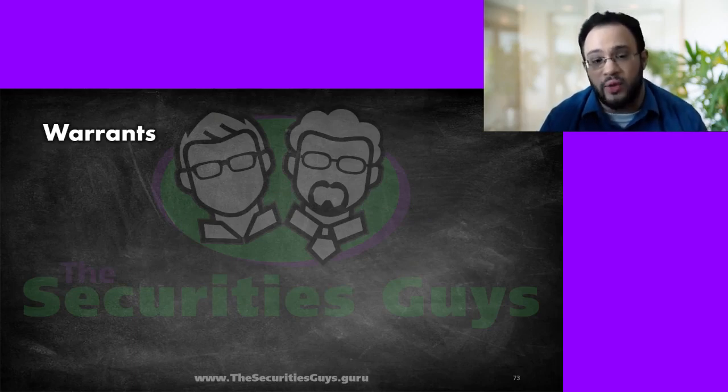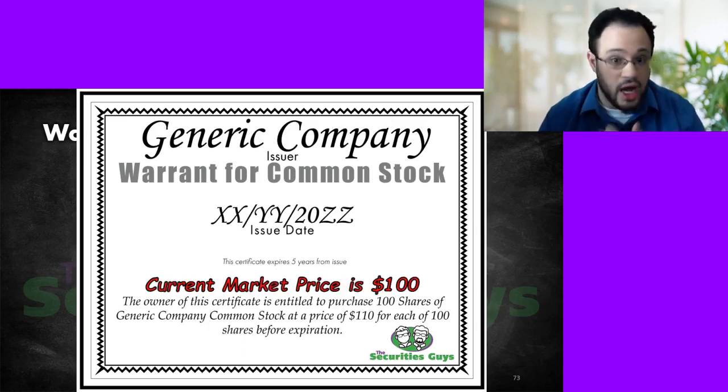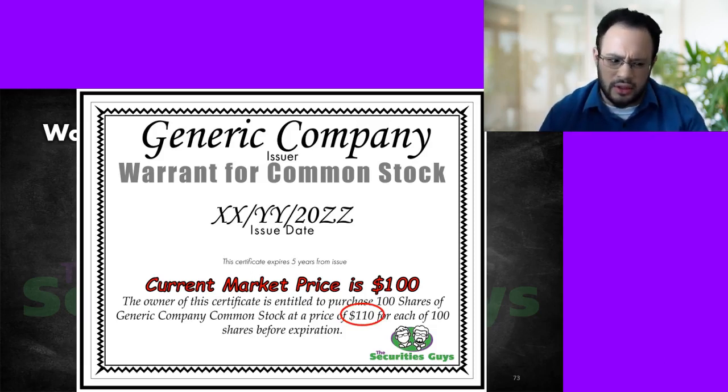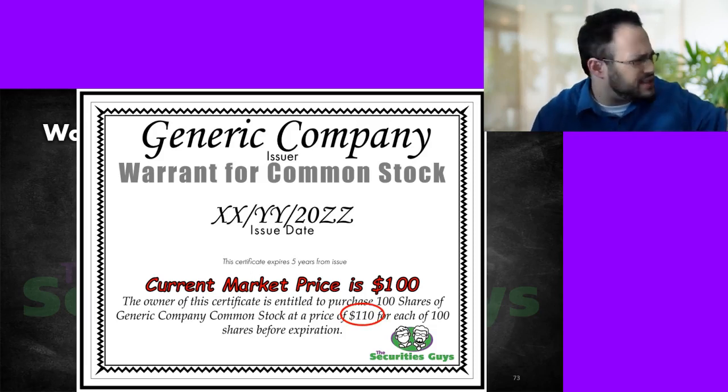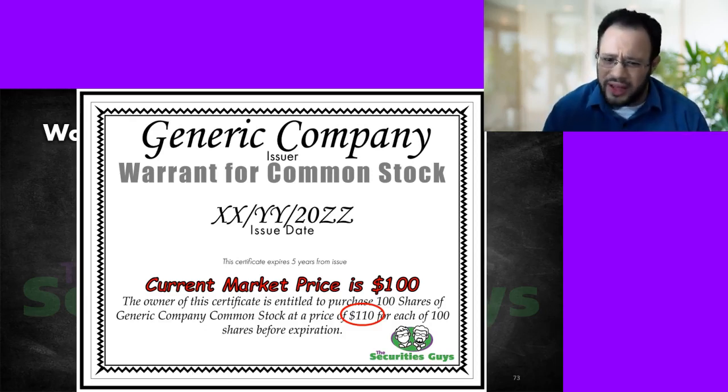Warrants, on the other hand, well, let's look at one. Here's a warrant, again, from the very official company called Generic Company. Before we get any further, the market price is still $100. And this great investment is going to let me buy it at $110. Wait a second. If the current market price is $100, why would I ever want to pay $110? I can go down the street to John's Discount Brokerage and I can get it for $100. That's what the current market price means. That's what it's worth. Why would I ever want this thing if it's making me pay more?